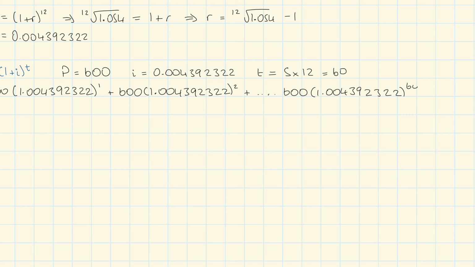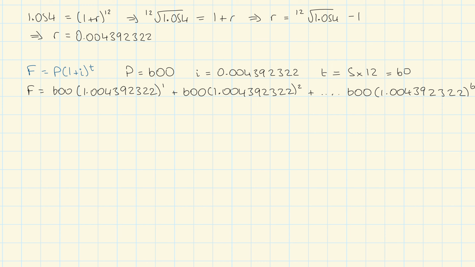to the power 60. Okay, so I've established my series there, and now I'm looking at my sum to n formula. That's in your log tables, and it'll always be this formula that you use. So a, our initial term, is 600 times 1.00439232. It changes by the interest rate every time.